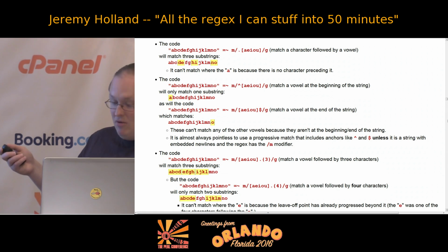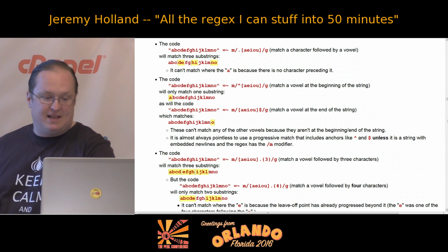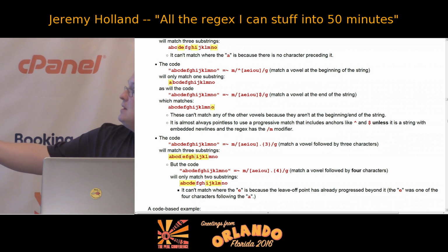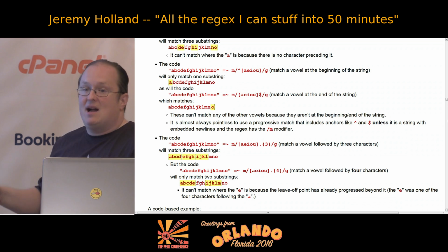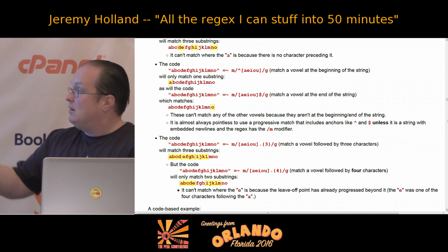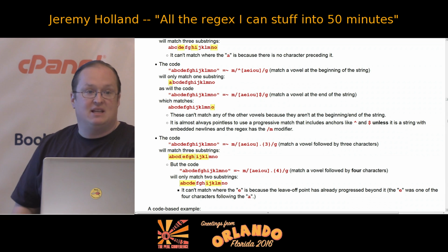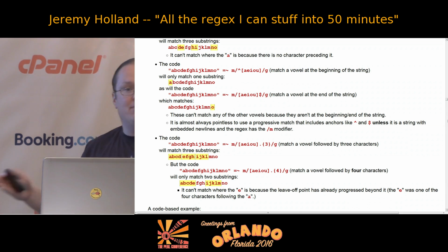An important thing to note is that when you do a progressive match, they can't overlap. So if you match a vowel followed by three characters, you can match in these three places: A, B, C, D, E, F, G, H, etc. If you try to match a vowel followed by four, you can still match A, B, C, D, E, but then your next match will start at the I. You can't match at the E because the E character has already been subsumed by the first match.